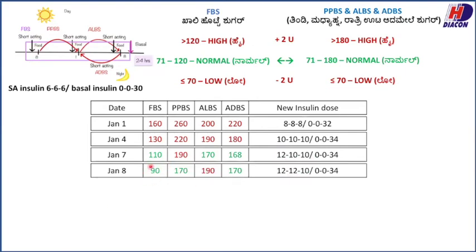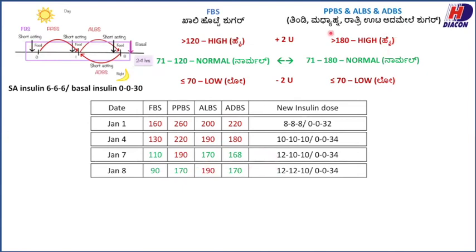So we check again. Our fasting is 90. Post-breakfast, 170. Post-lunch, 190. Post-dinner is 170. So since the fasting is normal, the basal insulin dose we continue the same because the fasting blood sugar is controlled by the basal insulin. After breakfast is normal. So after breakfast, sugars are controlled by a morning dose of short-acting insulin. So we continue the same dose, 12 units as it is.